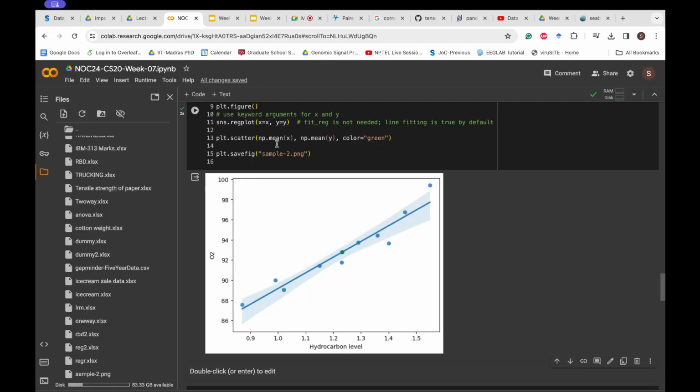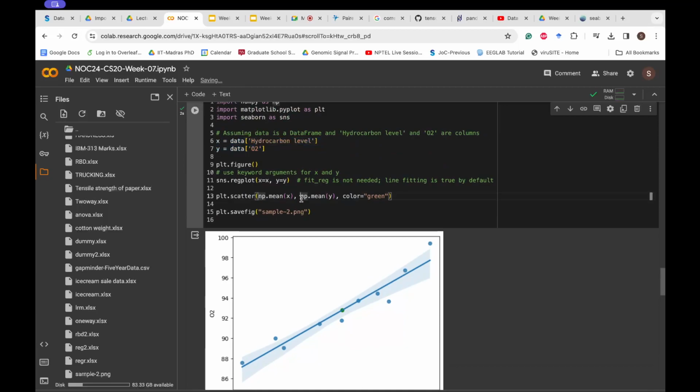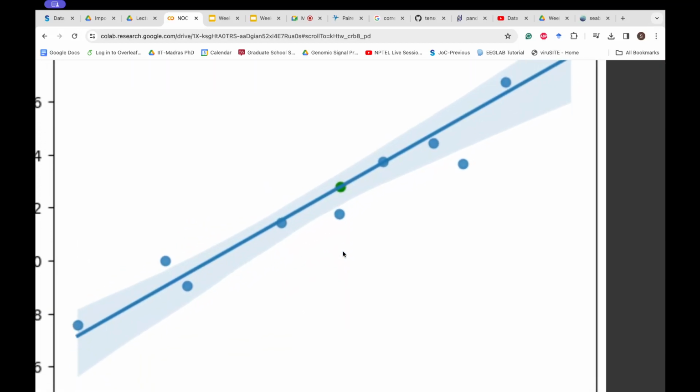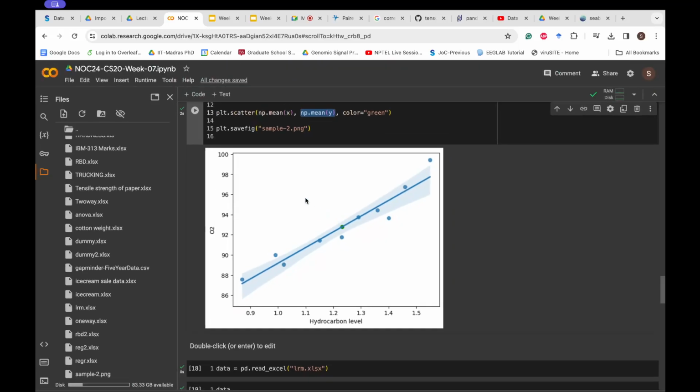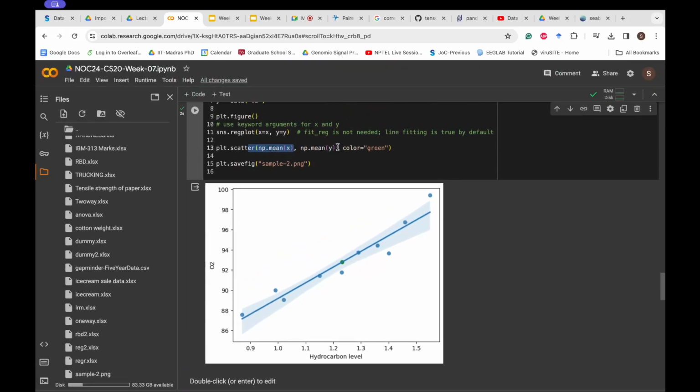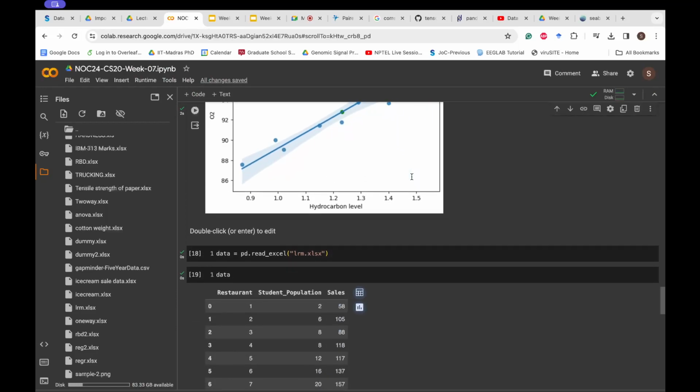Okay, so we have fit a regression using this sns.regplot, and then we are having this scatter plot of the mean value. So you are computing the mean of the independent variable and the mean of the dependent variable, and plotting this as a green point over here. This was just to show that the best fit line always passes through the mean of the x and the y values. Whatever x values and y values you have, the best fit line will always pass through the mean of these two. That was the only aim to plot that over there.